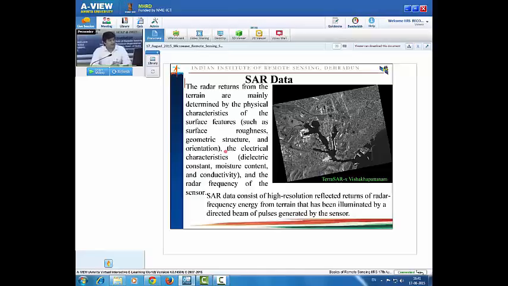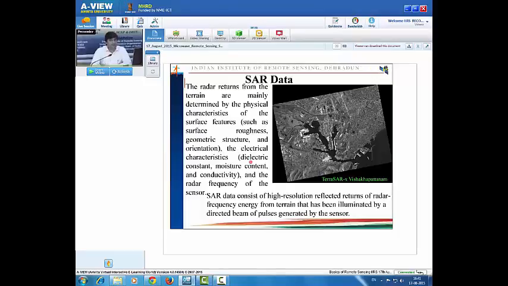So the radar sensor captures the information of the return signals, or we can say the information of the backscatter signals. The radar returns from the terrain are mainly determined by the physical characteristics of the surface features, such as surface roughness, geometric structure, and orientation; the electrical characteristics, dielectric constant, moisture content, and conductivity; and the radar frequency of the sensor. Because when these change, either wavelength, moisture condition, dielectric constant, or structural information, then the radar backscatter signal will also be changing or will also be affected.